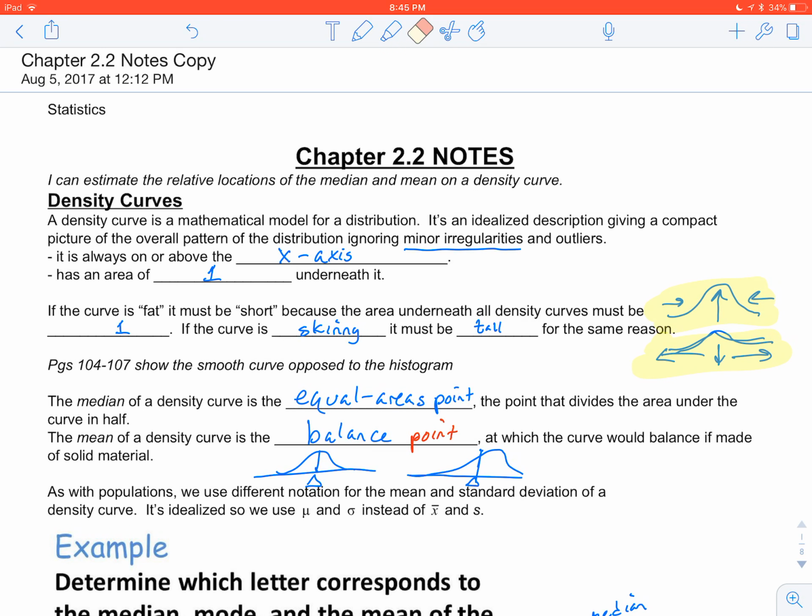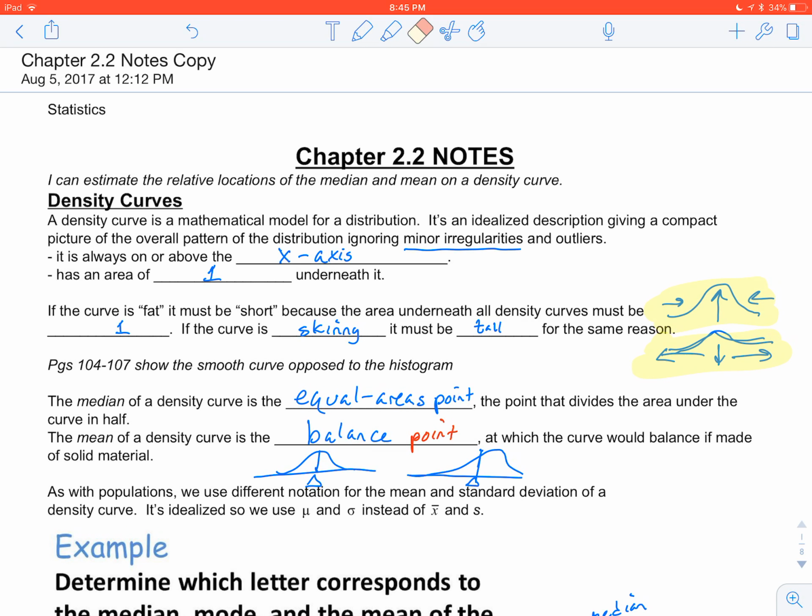Let's start with density curves. You're going to be able to estimate the relative locations of median and mean on a density curve. A density curve is a mathematical model for a distribution. It is an idealized description giving a compact picture of the overall pattern of the distribution, ignoring minor irregularities and outliers. So don't imagine a bar graph or a histogram where you have a bunch of jagged edges. The curve is going to be smooth.